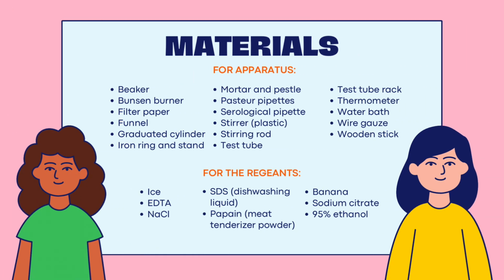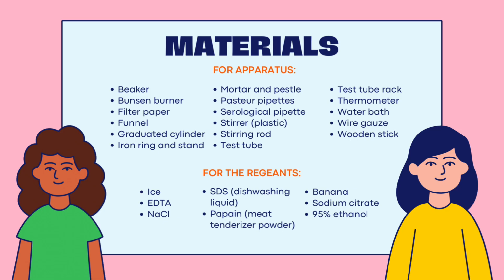Let us now proceed to the experiment itself. But first, let's discuss the objective of the experiment. The group's objective is to successfully extract DNA fibers and explore the genetic information encoded in the plant's DNA. For the materials we will be needing for this experiment, we have the beaker, Bunsen burner, filter paper, funnel, graduated cylinder, iron ring and stand, mortar and pestle, pasteur pipettes, serological pipette, stirring rod, test tube rack, thermometer, water bath, wire gauze, and wooden stick.